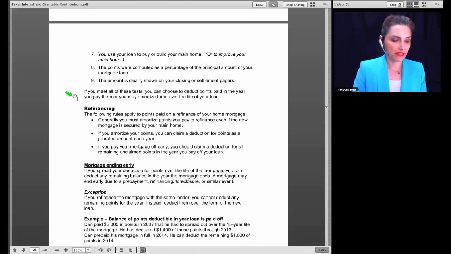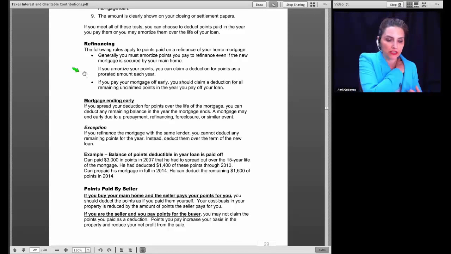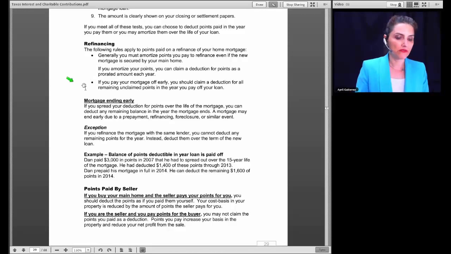If you meet all of these tests, you can choose to deduct points in the year you pay them, or you can amortize them over the life of your loan. For refinancing, however, the following rules apply to points that are paid on a refinance of your home mortgage. Generally, you must amortize points you pay to refinance even if the new mortgage is secured by your main home. And if you amortize your points, you can claim a deduction for points as a prorated amount each year. And finally, if you pay your mortgage off early, you should claim a deduction for unpaid points in the year you pay off the loan. And I'll show you an example of that in just a second.